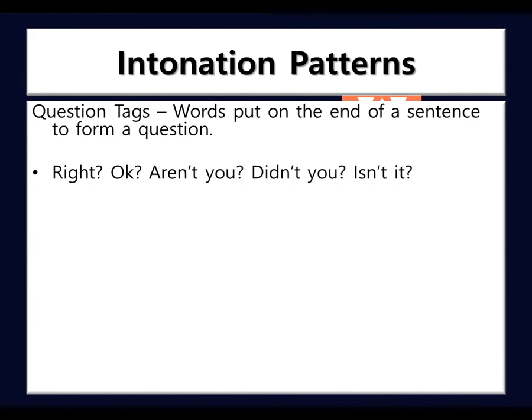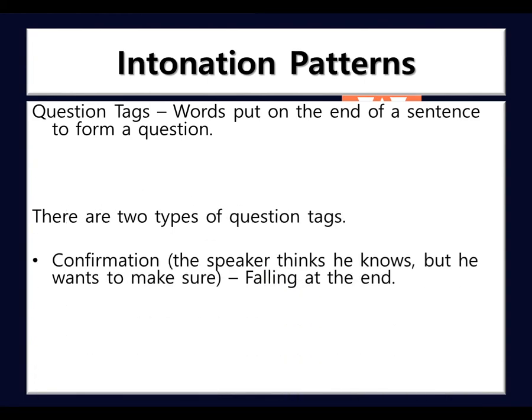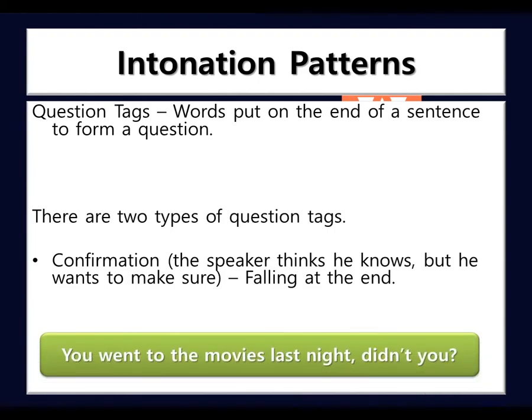For tag questions, words we put on the end of a sentence to form a question, like right, okay, aren't you, didn't you, isn't it, there are two types of tag questions. Confirmation, as in the speaker thinks they know the answer but wants to make sure of it, so that's falling at the end.